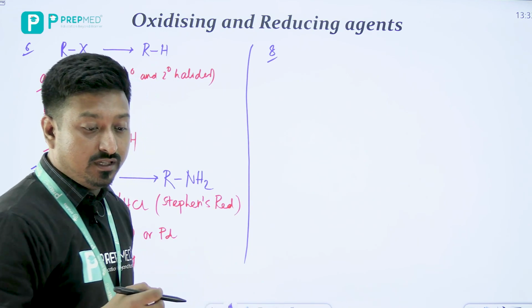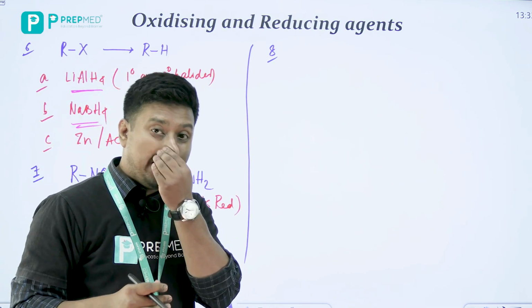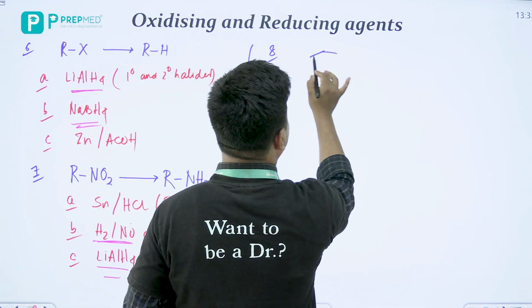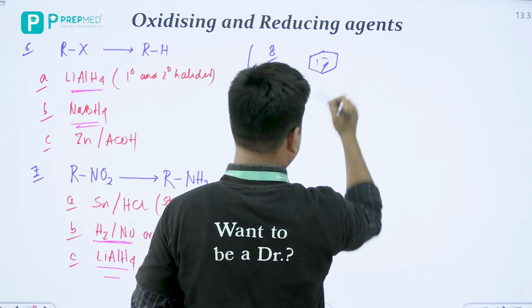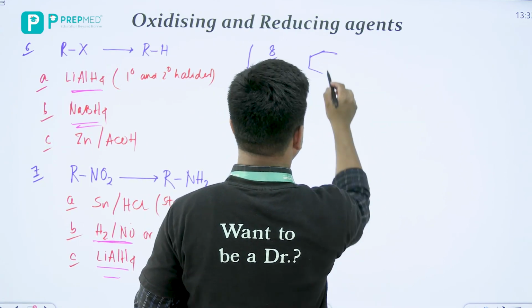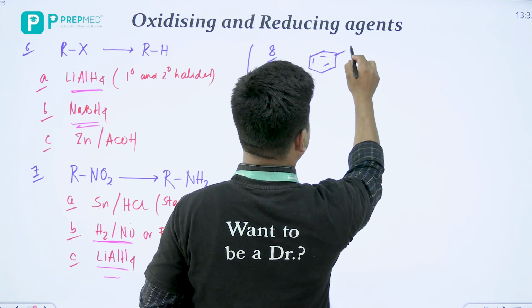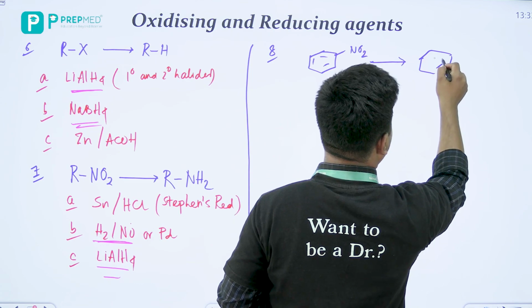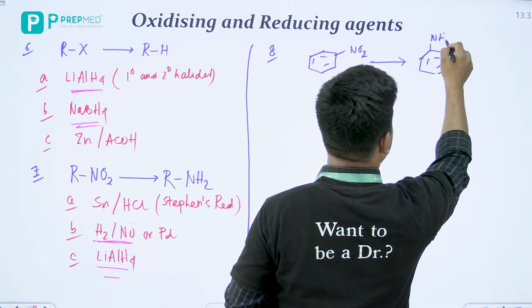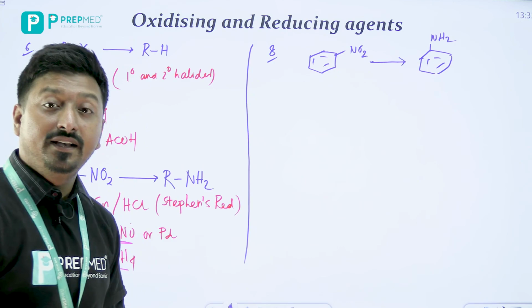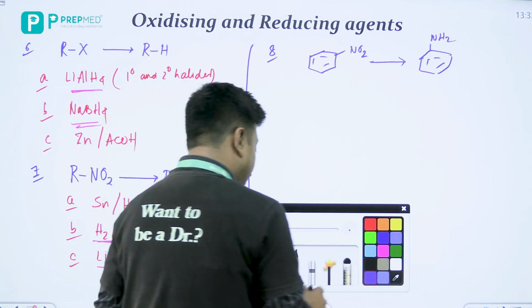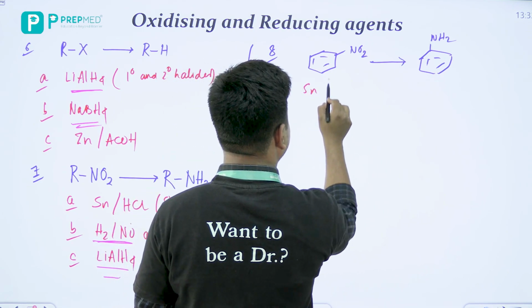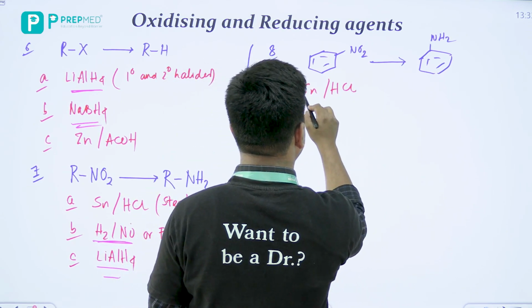अच्छा, now coming to the next part, number 7 की जगह होगा यहाँ पे number 8. There is another, the last thing, that is if you have an aromatic nitro group, how you can convert that aromatic nitro group to the aromatic amine group. Now in this case the standard reagent we can use is Sn/HCl. That is your Stephen reduction.